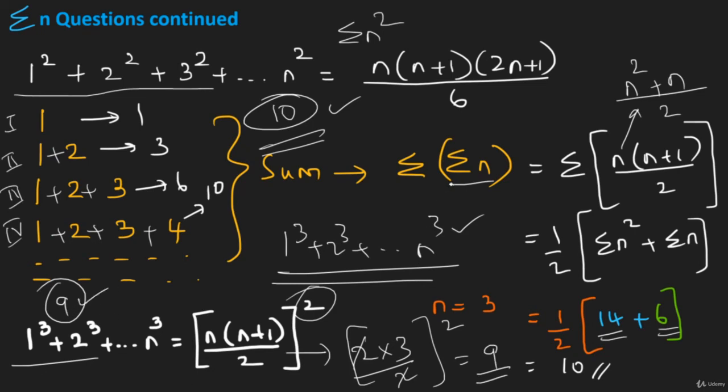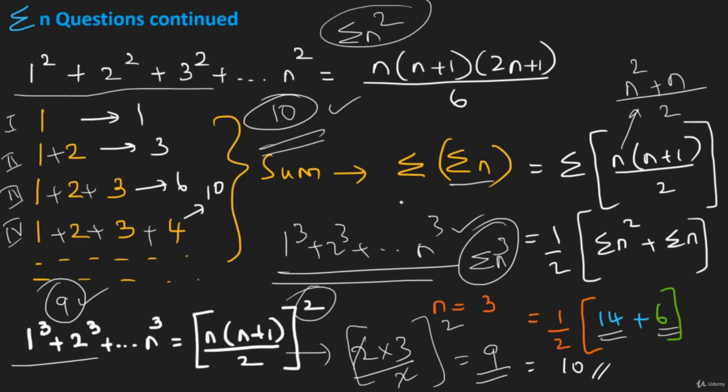So let's quickly revise. We know the formula for sigma n, that's n into n plus 1 by 2. The formula for sigma n square is n into n plus 1 into 2n plus 1 by 6. The formula for sigma n cube, right? That's n into n plus 1 by 2 the whole square.